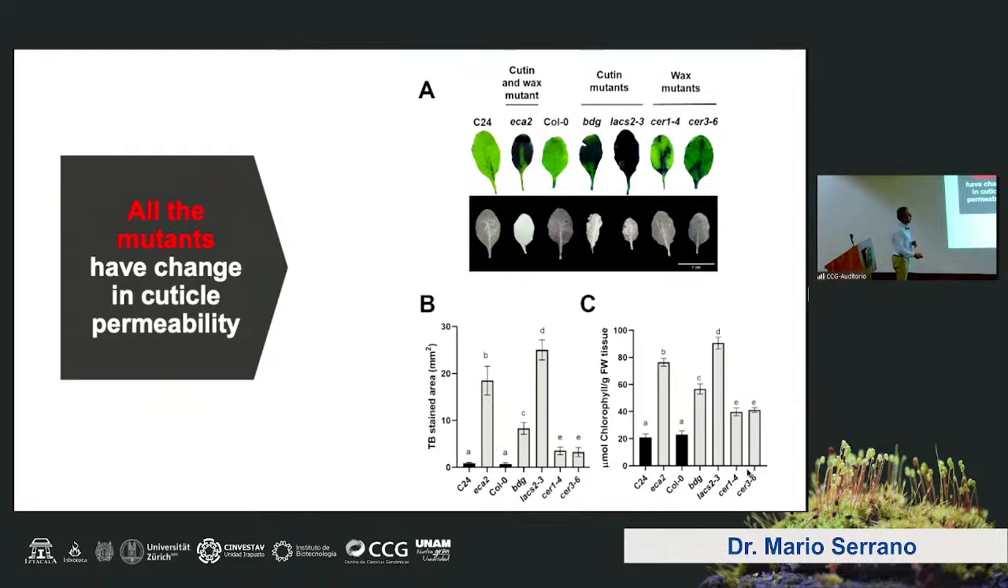And what you can see here, in black, are the wild types, because we have two different types of wild type. C24 is the wild type of ECA2, and Col-0 is the wild type for the rest. So as you can see here, for the cutin mutants, bodyguard and LAX2, they have more permeability, and SER1 also, not as much as the cutin, but still more than the wild type, and ECA2 also is more permeable. So check. This is the first check that we have for our model. All of them are more permeable.